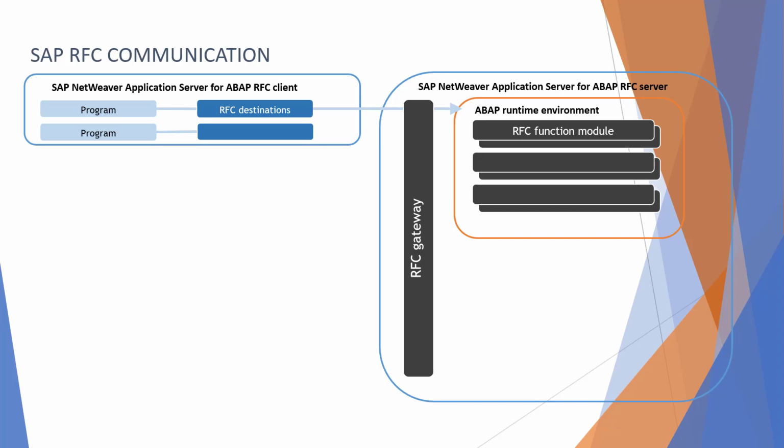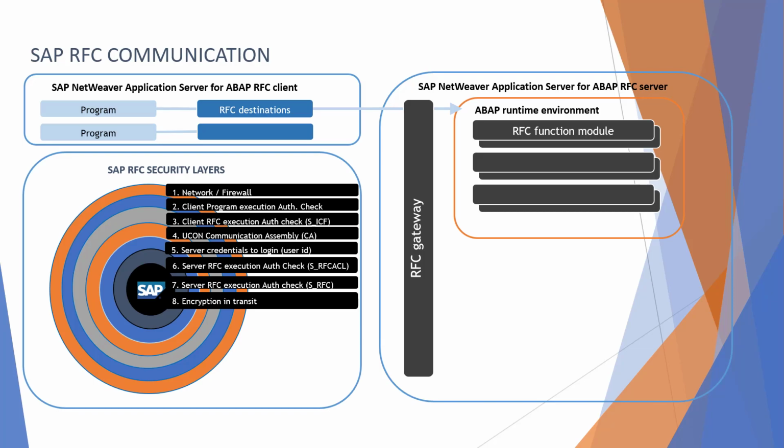Next, we'll look at the different security layers that are available to secure your systems on both the client and server side. First, we have the network and firewall. This monitors all incoming and outgoing network traffic. Next, we have client program execution. This layer checks if the user has the proper authorization on the client side to initiate the RFC call. The S_ICF authorization checks for using the service in the Internet Communication Framework for calling remote function modules to an RFC destination. And this is also on the client side.